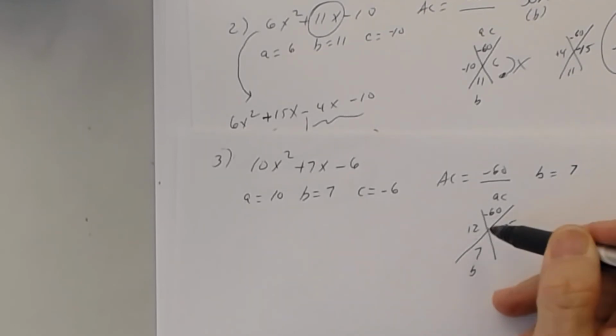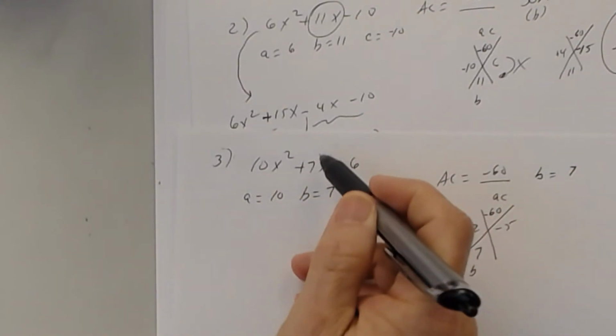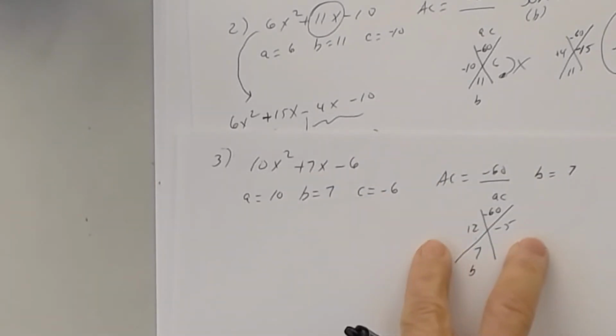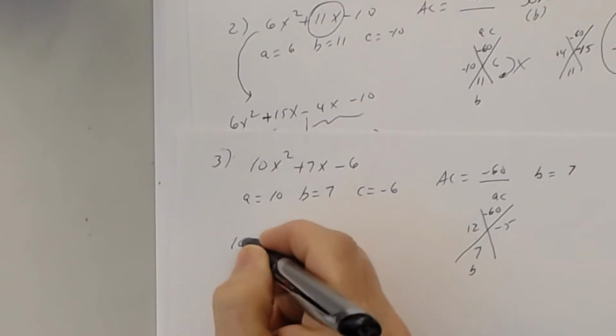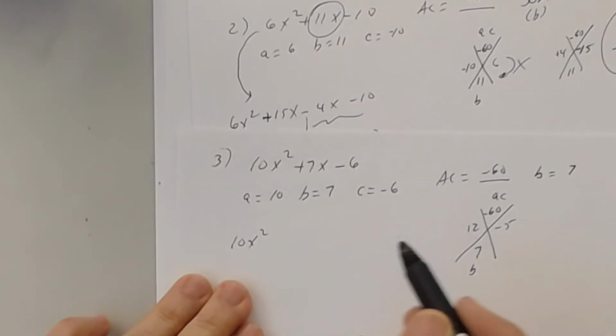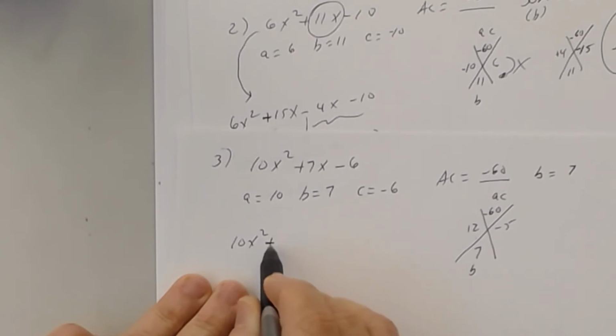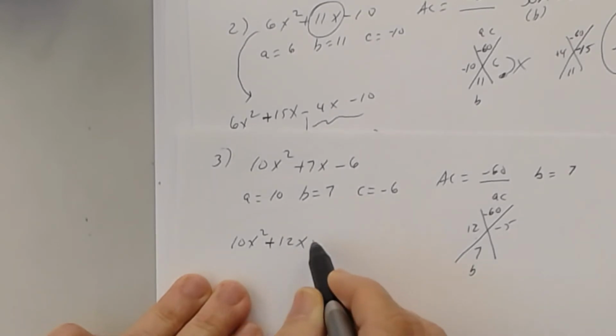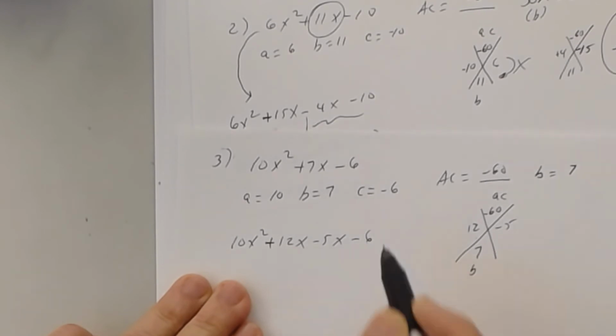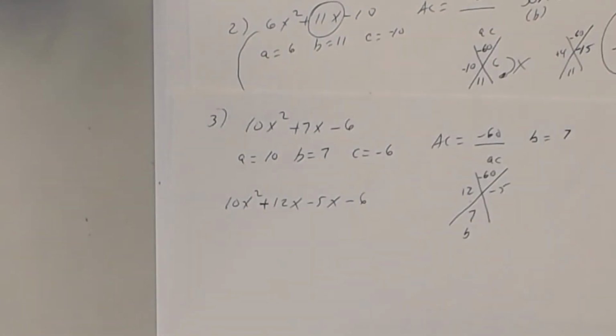The rest is easy, because all you have to do now is rewrite 7x using those two numbers you found, the 12 and negative 5. So you're going to say 10x squared. What do I write? Plus 12x minus 5x minus 6. And 12x minus 5x is what? 7x. All right, so now you have your 4 terms.